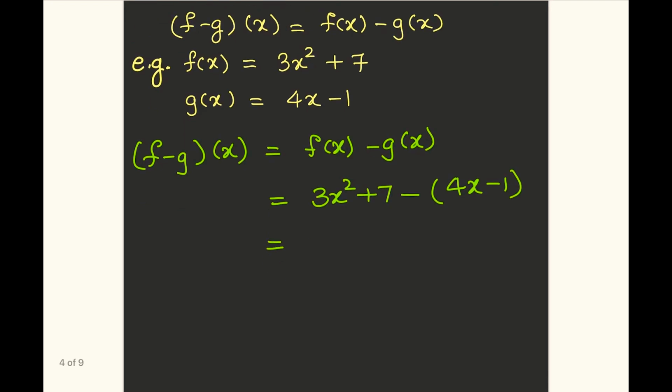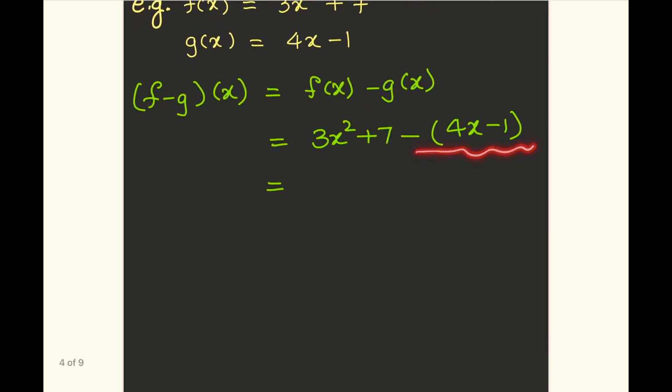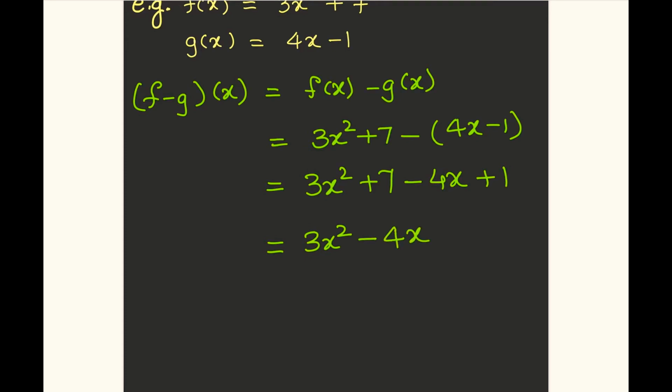My first step is to solve this parenthesis right here, and as you can see the sign is negative. When it is distributed over the parenthesis, it will change the signs of the inside terms and give me 3x squared plus 7 minus 4x plus 1. If I solve it further, I see 3x squared, there is no other x squared term, minus 4x, there is no other x term, and 7 plus 1 gives me 8. So that is the answer for subtraction of the two functions f of x and g of x.